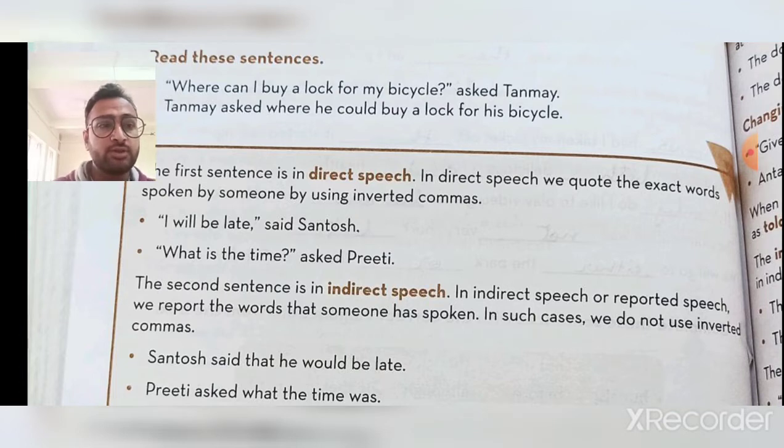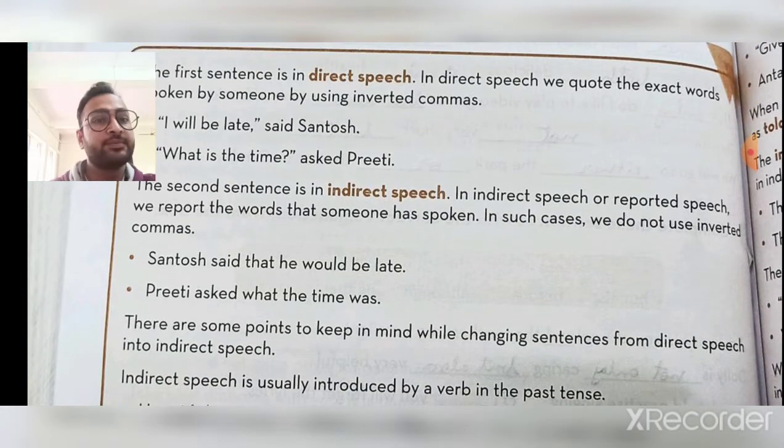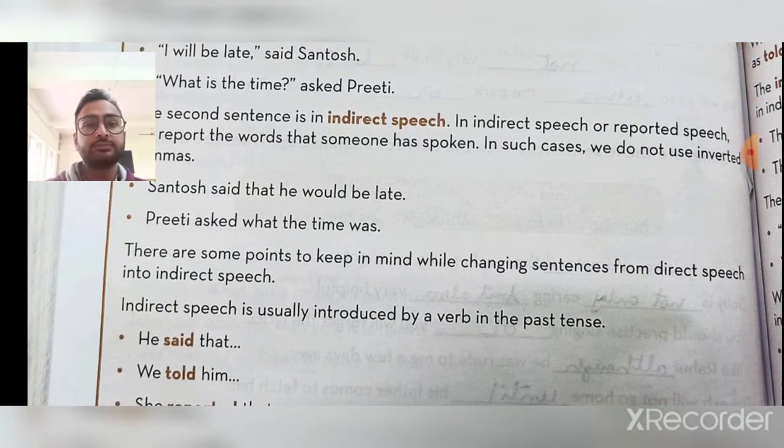In indirect or reported speech, we report the words that someone has spoken. In such cases, we do not use inverted commas. Okay, students, you can see in the examples. Please see all the rules. It will be very helpful for you to identify direct or indirect speech, or to change from direct to indirect or indirect to direct. So let us read the examples. Santosh said that he would be late. Preeti asked what the time was. So these are the indirect speeches.